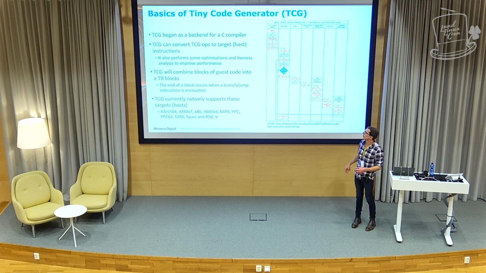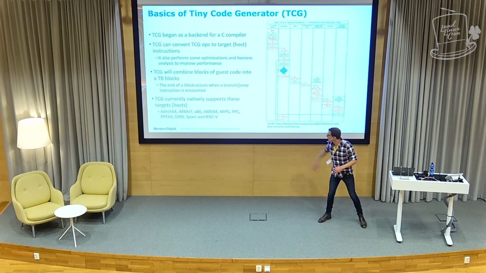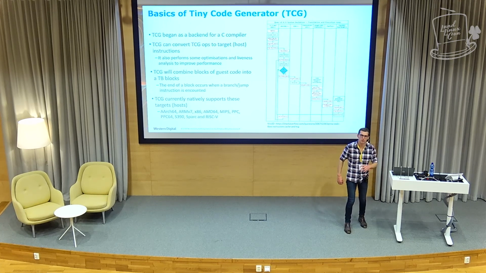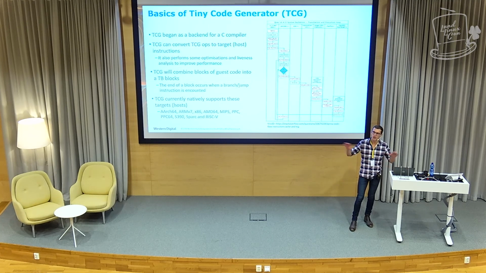But basically, TCG takes your guest code, does a little bit of liveness analysis and very little optimization, sticks it into a TB block, which is like a bunch of guest instructions, and that block ends at a jump or a branch or certain CSR accesses or things like that, and then it translates them to pretty much, you can see down here, any architecture you are interested in. So, and there's a picture as well later on of what this looks like. So that's a kind of higher level overview of QEMU.